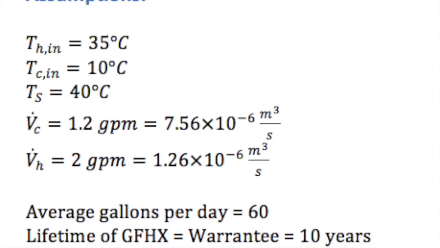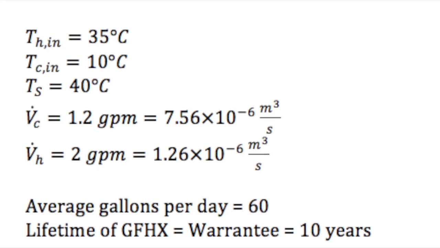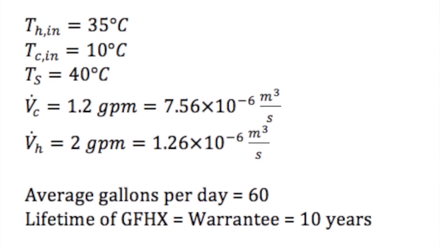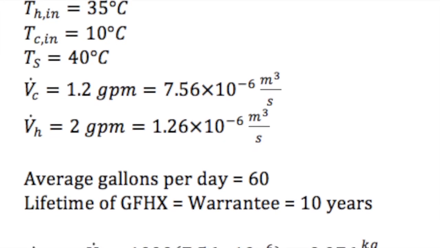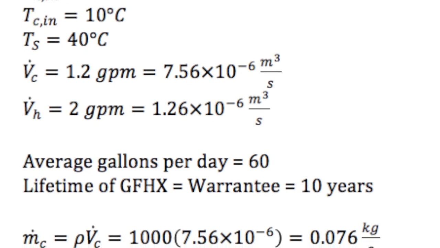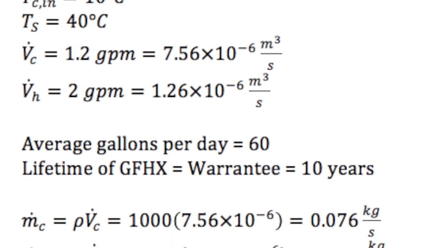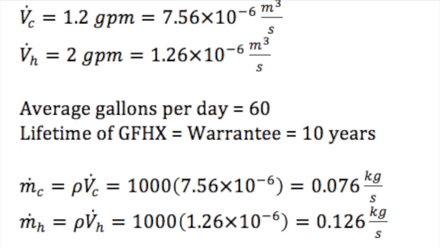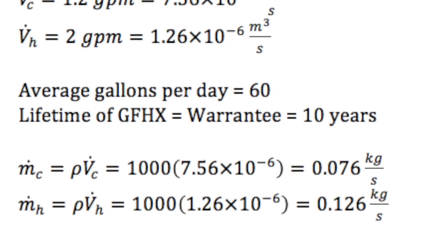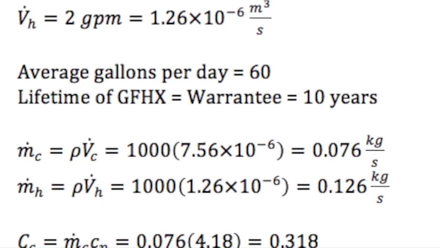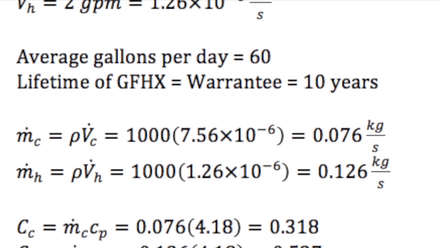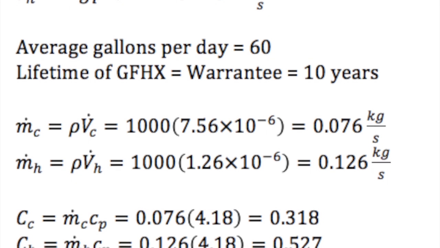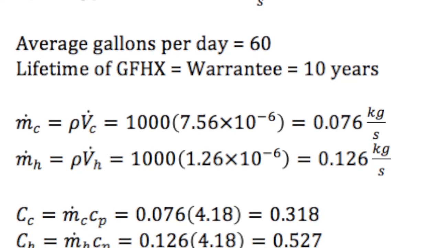I also had to assume that the flow rate for the hot water loop would be 2 gallons per minute, with the temperature at the inlet as 35 degrees Celsius. The cold water loop would then have a flow rate of 1.2 gallons per minute, with the city water initially at 10 degrees Celsius. Finally, I assumed that the average household would consume 60 gallons per day and that the lifetime of the gravity film heat exchanger is equal to 10 years.